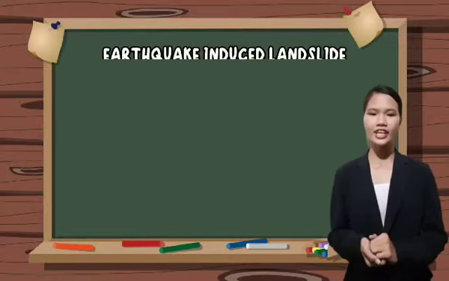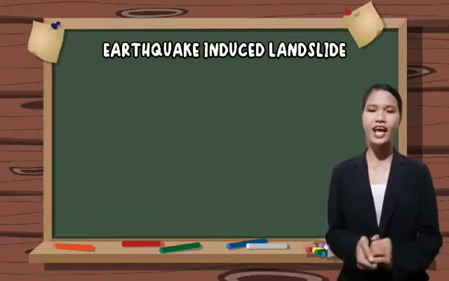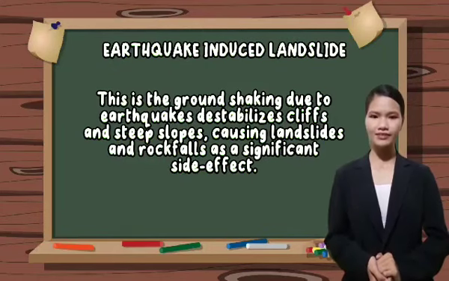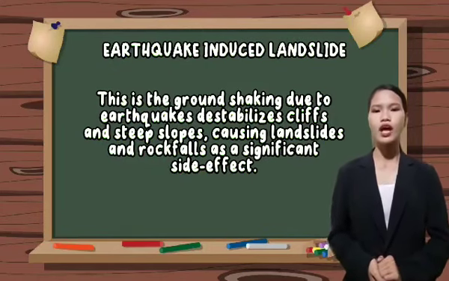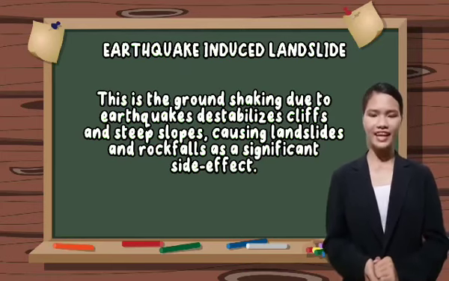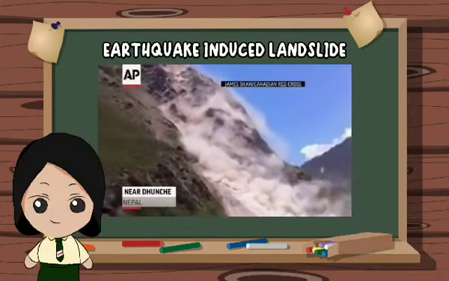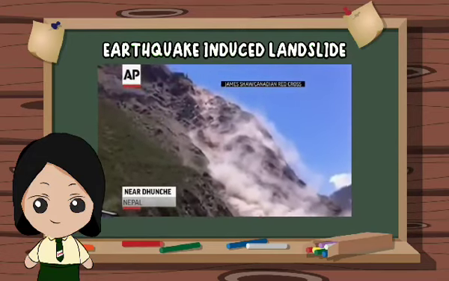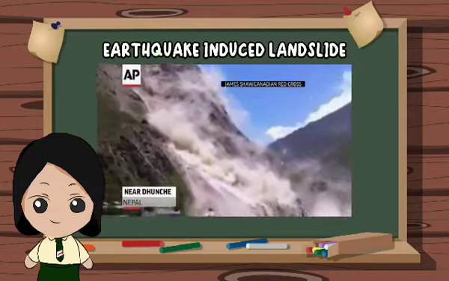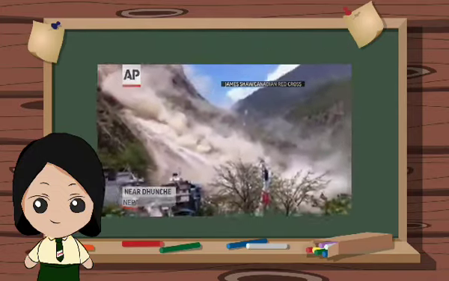Fourth is the earthquake-induced landslide. The ground shaking due to earthquakes destabilizes cliffs and steep slopes, causing landslides and rock falls as a significant side effect. Here is an example of an earthquake-induced landslide. This footage was taken in Nepal in the year 2015.